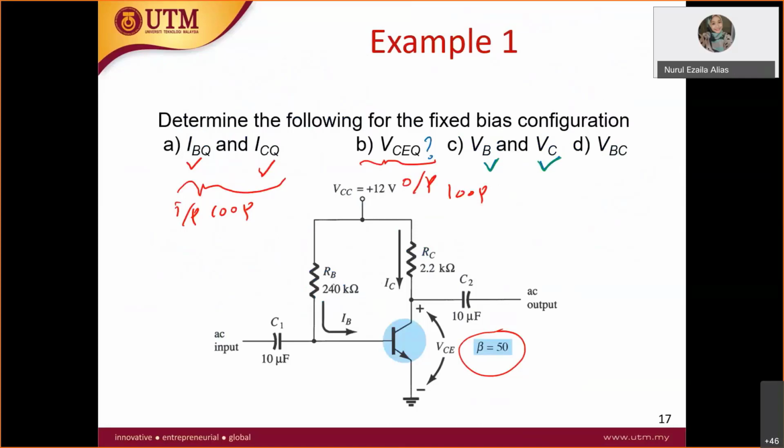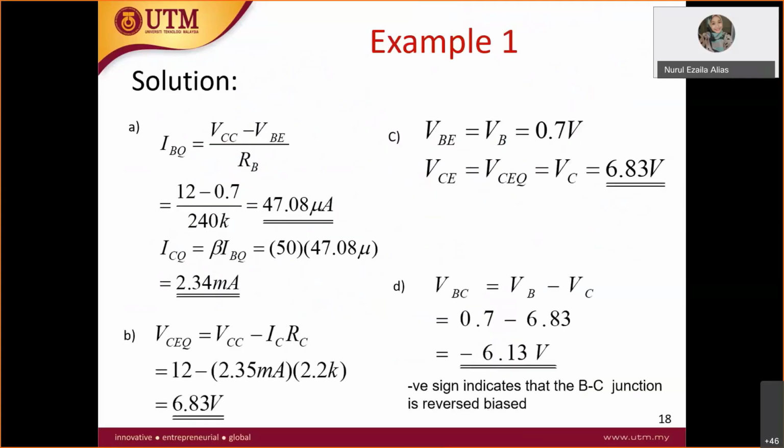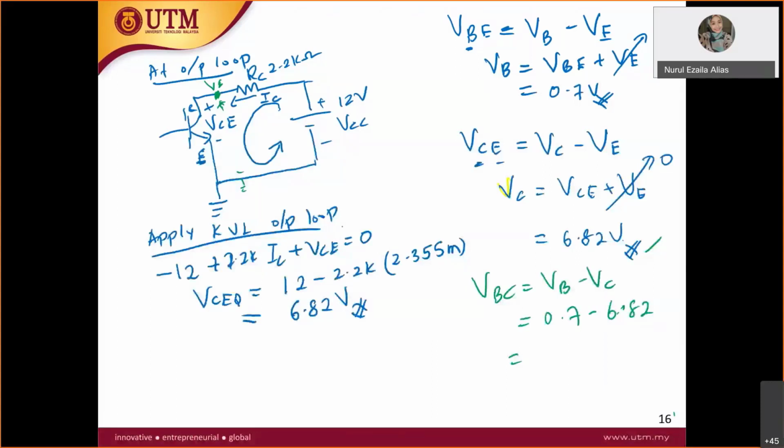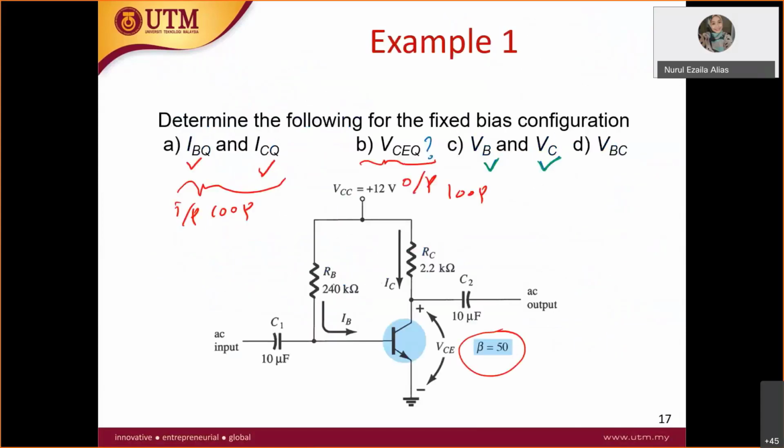How about VBC? If you understand these two, VBC is VB minus VC. So it is actually 0.7 minus 6.82. It is a negative value. Can someone calculate for me? Negative 6.12 volt. Okay, that's it. This one, VBC. So that's how you solve the BJT part, the DC analysis circuit.